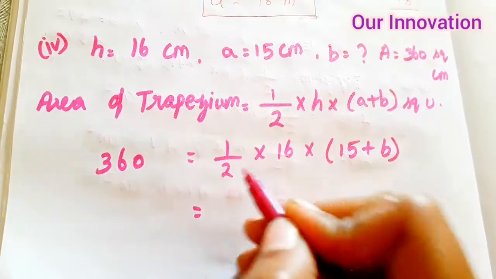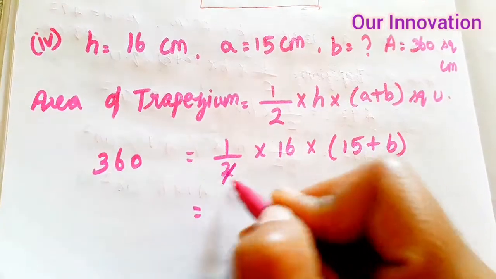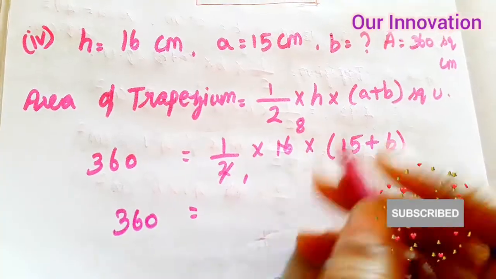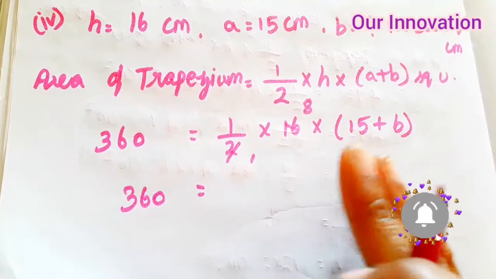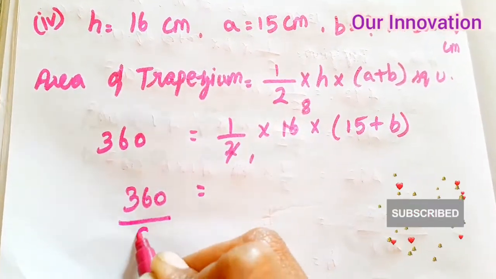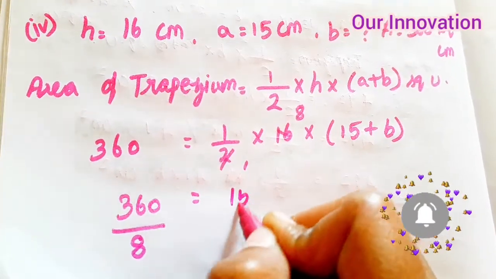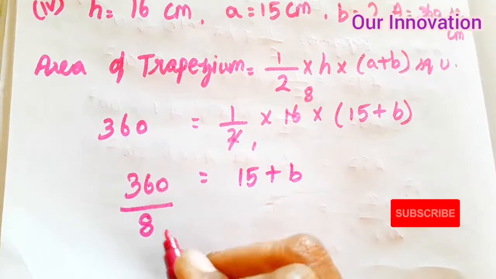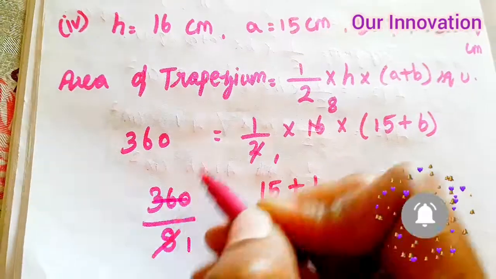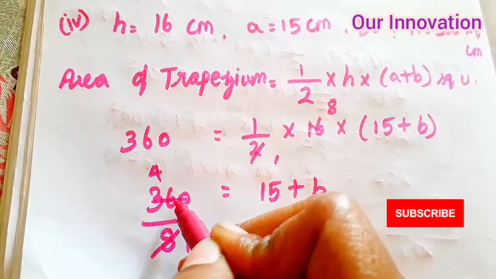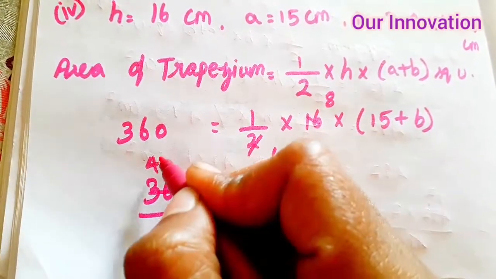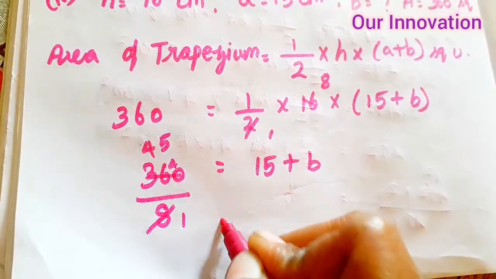Now we can cancel, so we can cancel this, 1 2 is 2, 8 2s are 16, so 360. Now we bring this 8 over, okay, from the right hand side to the left hand side. What is on top goes to the denominator, is equal to 15 plus b. So 4 8s are 32, so 36 minus 32, the balance 4 comes. So 8 5s are 40.